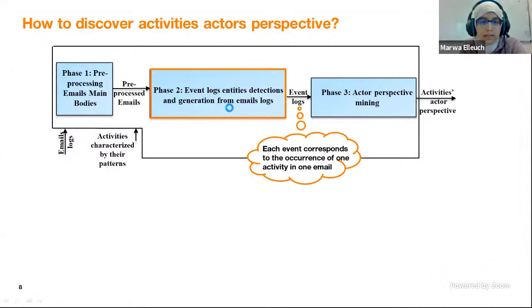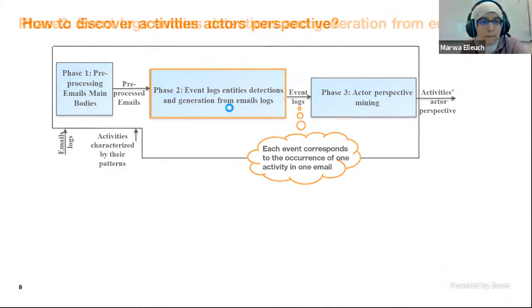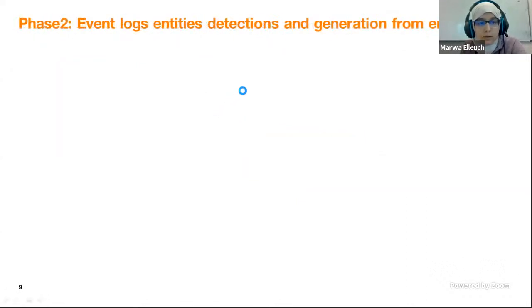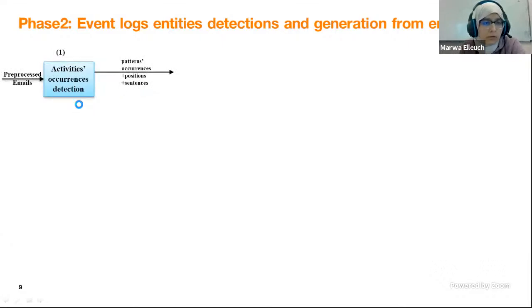So I begin here with the second phase. To construct or generate structured event logs from emails, it is mainly about detecting the main entities. First we begin by detecting activities' occurrences in emails. And here we need to know the set of activities that we target in these pre-processed emails.